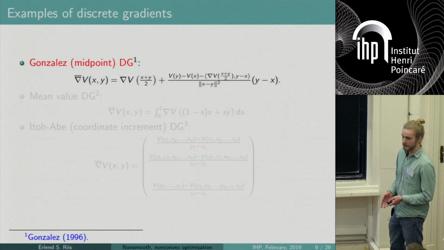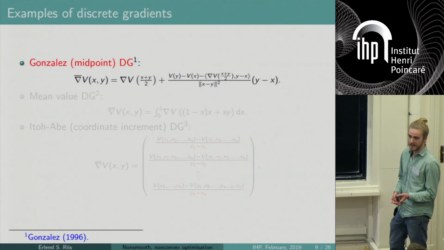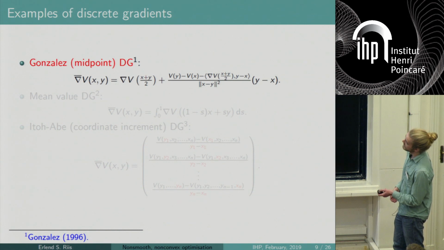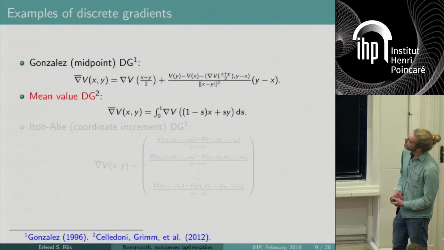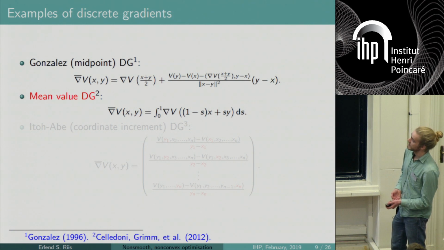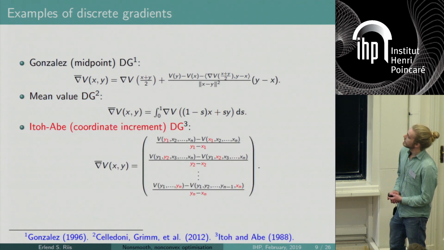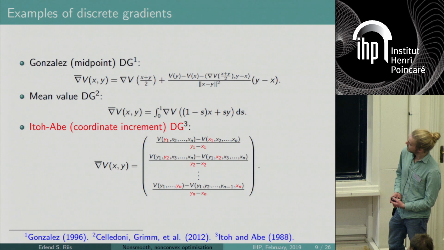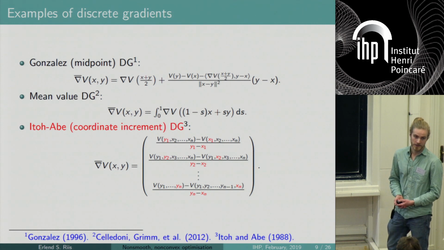And just to give some examples of discrete gradients, because there are infinitely many and they can approximate the gradient to arbitrarily high orders. But in practice, the three discrete gradients that people use are the Gonzalez or midpoint discrete gradient, which was the first discrete gradient introduced by Oscar Gonzalez. Another one is the mean value discrete gradient. This is also more interesting in geometric integration because it's what's known as a B-series, and also because it has this linearity with the gradient in that the gradient and the integral commute. It has quite nice structural properties. And then the third one is the Itoh-Abe or coordinate increment discrete gradient. So this is a derivative-free discrete gradient and is evaluated by computing successive finite difference quotients.